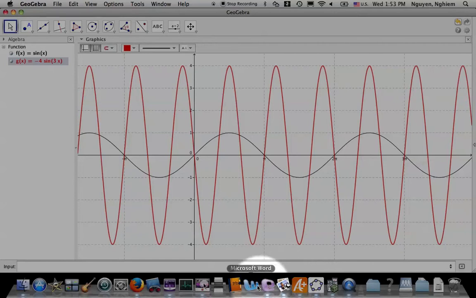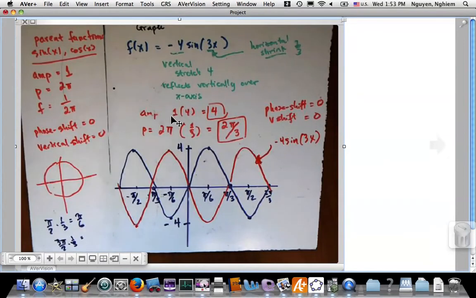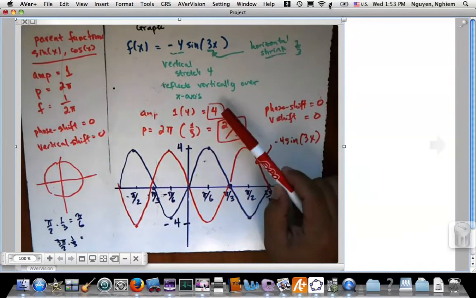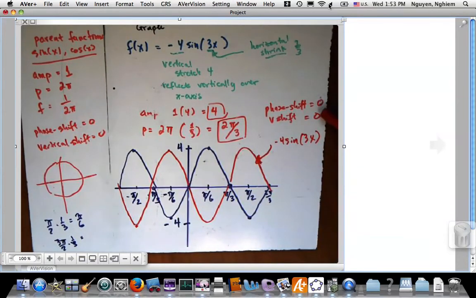And most importantly, we need to be able to understand where these numbers really come from. These numbers like, what's the amplitude going to be? What's the period going to be? And we haven't done examples with different phase shift and vertical shift yet, okay? But that will be something that we pick up in the next video.